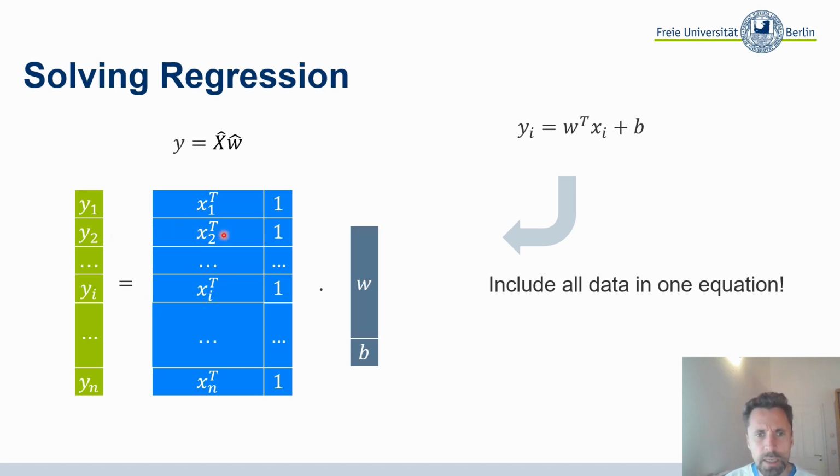Sometimes you will see the one being added here in the first column of the matrix X, and the bias term being the first of this vector w hat, but it doesn't really matter because the sum in the end doesn't care about the position of the bias.